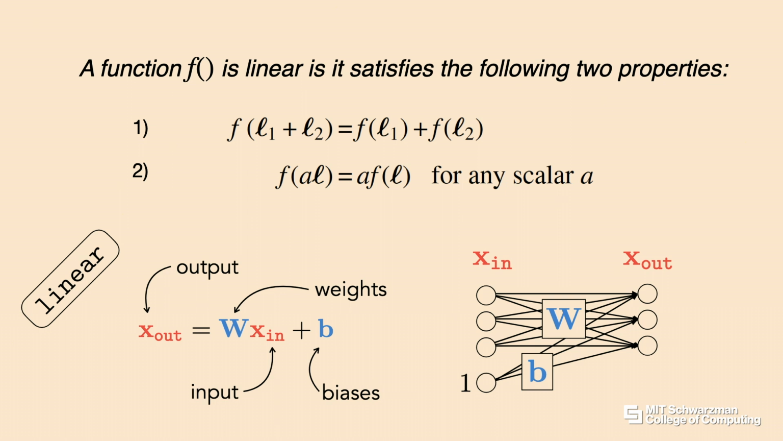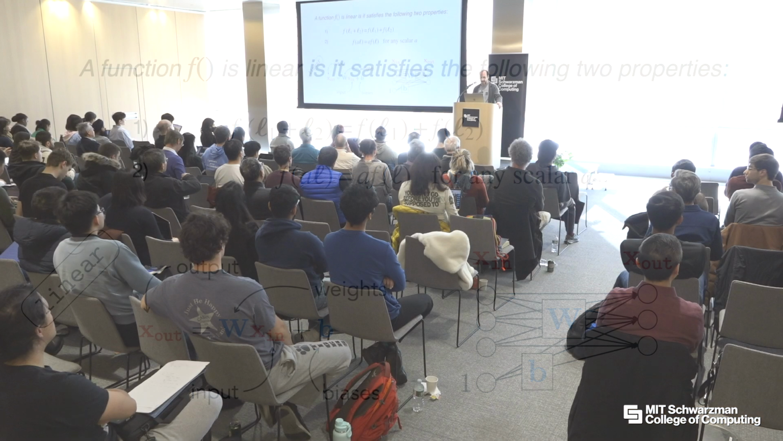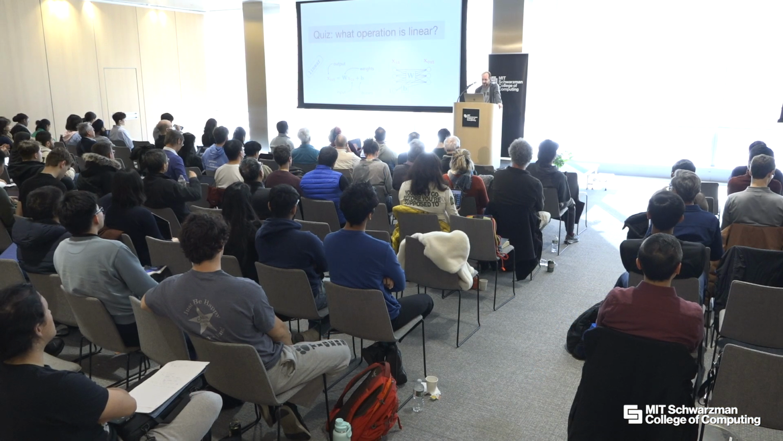In fact, it means that, as Philip was showing before, a typical neural network layer is a linear layer, where it's just a set of weights, and the input and the output are related by the multiplication by a matrix. So in this particular case, this is the drawing that Philip was showing this morning. So I'm going to do a quiz.